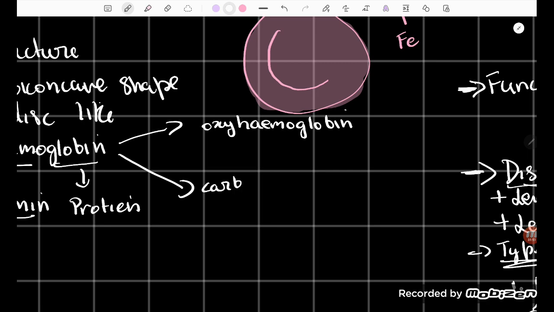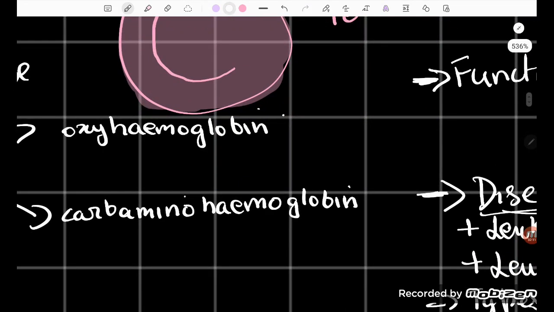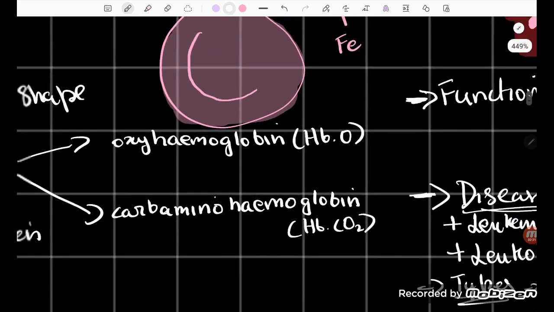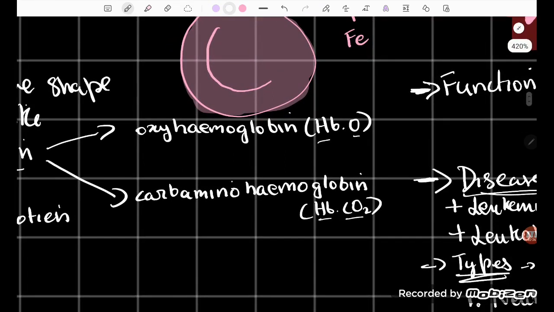carbaminohemoglobin. Carbamino hemoglobin, that is very long, okay? So let me write down Hb and oxygen. This is Hb and CO2. That is hemoglobin with oxygen, and hemoglobin with carbon dioxide.